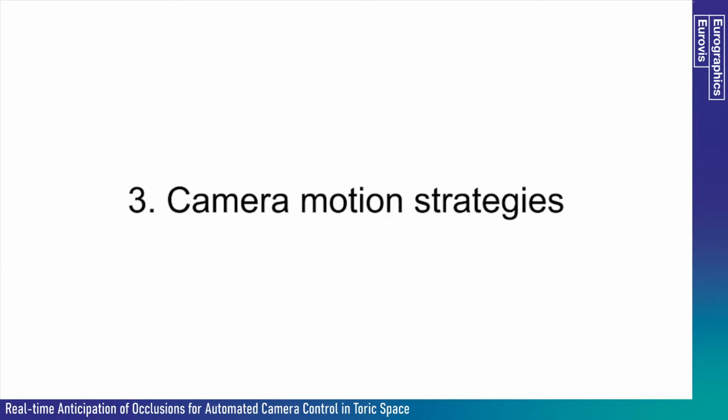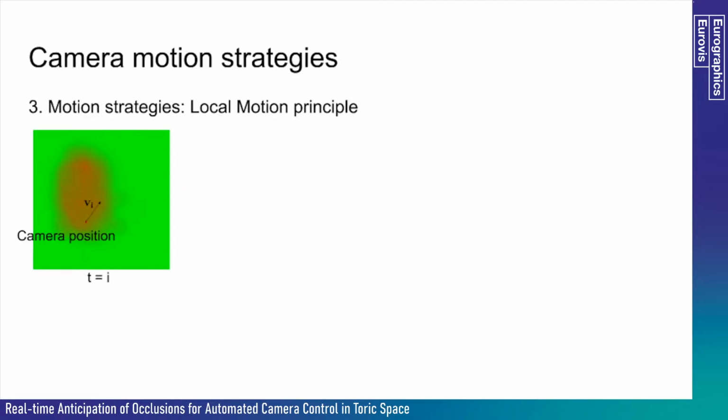With this prediction of the future occlusions, we can now start moving the camera. But remember, we not only need non-occluded camera positions, but we also need a smooth camera motion. So to choose our next position, we use a set of strategies to sample future camera locations in the anticipation map. In the first two strategies, we consider the camera as a particle that has a position and a velocity following a physical model.